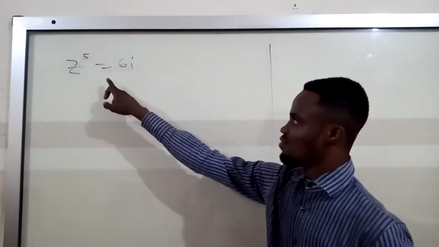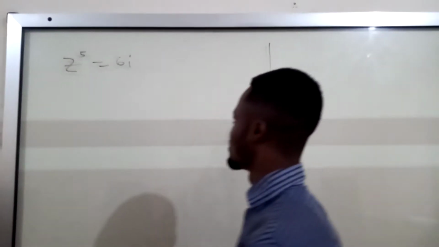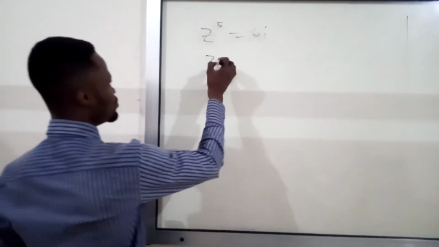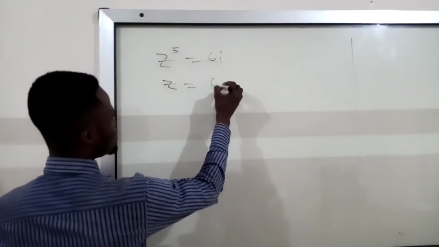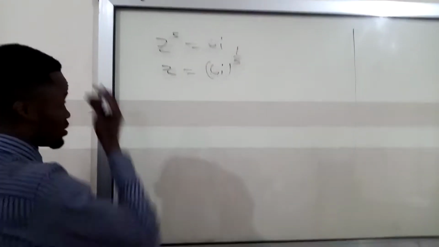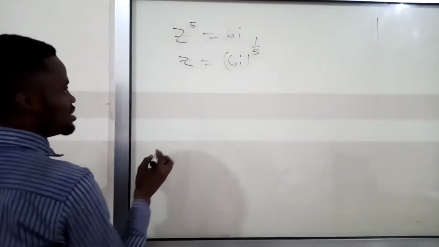We are going to find the values of Z in this one. So first of all, we make Z the subject. So Z is equal to 6i raised to the power 1 over 5. So for this one, what is the general formula?